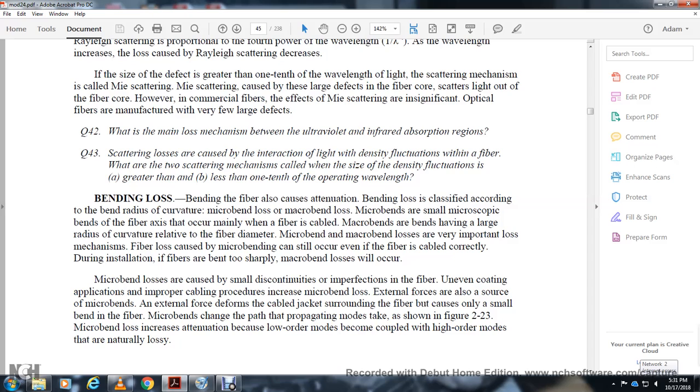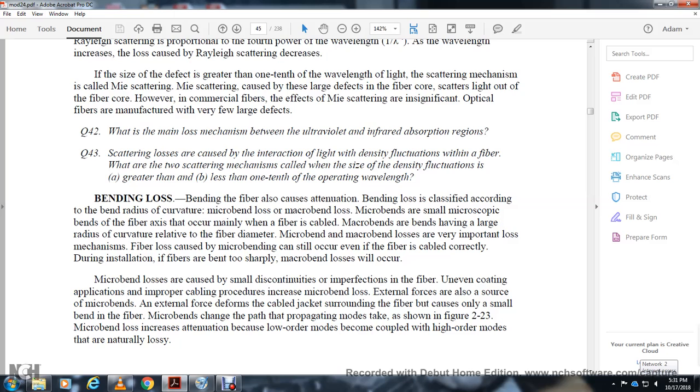Bending loss: bending of the fiber also causes attenuation. Bending loss is classified according to the bending radius of curvature as microbending loss and macrobending loss. Microbends are small microscopic bends in the fiber axis that occur mainly when the fiber is cabled. Microbends have a larger radius of curvature relative to the fiber diameter. Microbend loss is a very important loss mechanism. Fiber loss caused by microbending can still occur even if the fiber is cabled correctly.